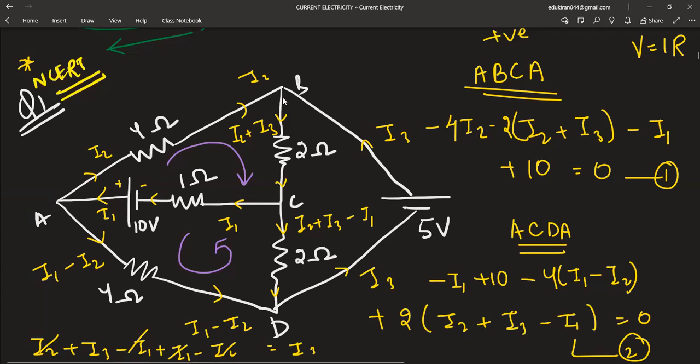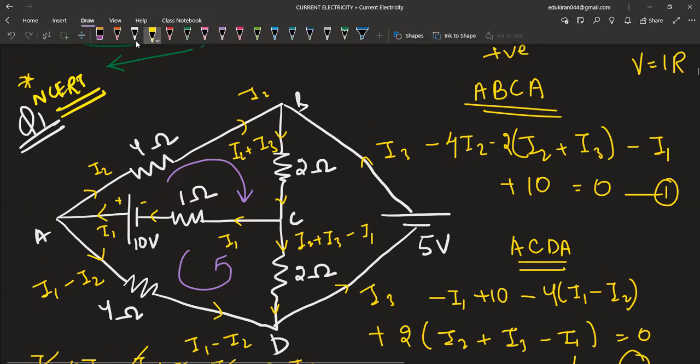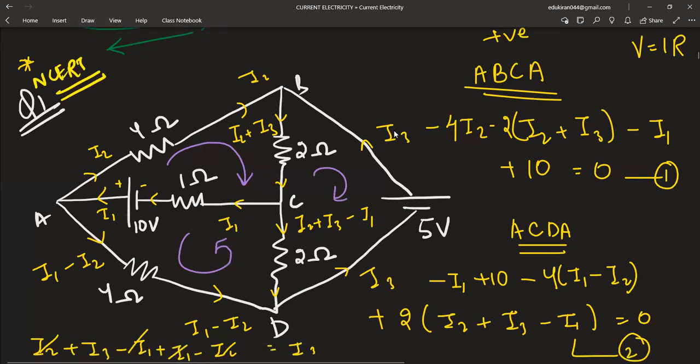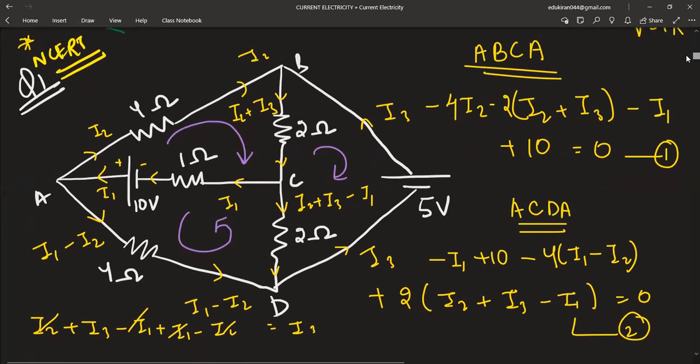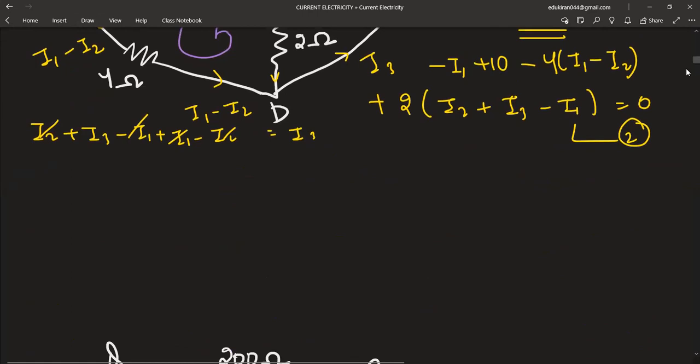The last loop is also left. Let me discuss that too. Let's take clockwise again. Whatever doubts you have, get them clarified in this final loop. So which loop is this? B, C, D, B. Yeah. This is B, C, D, B.